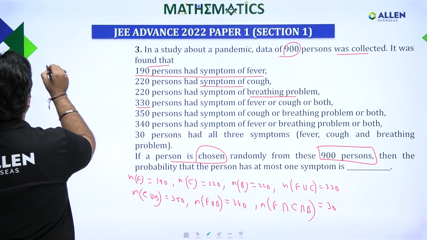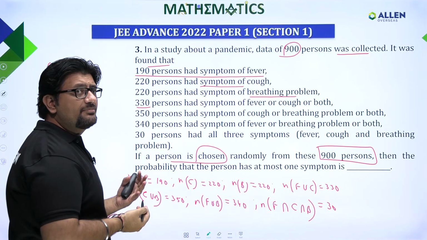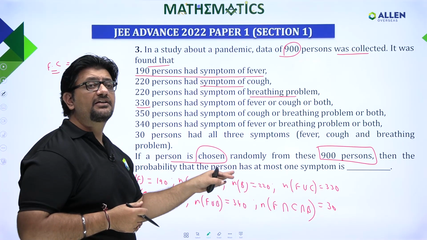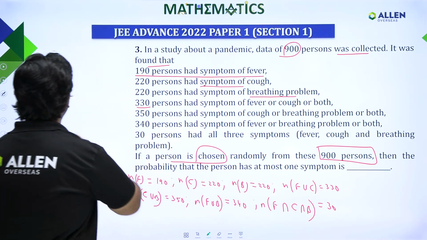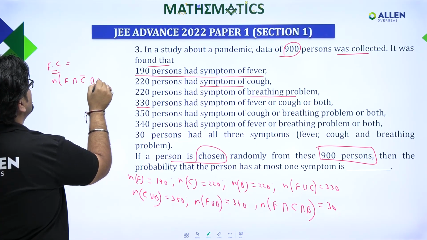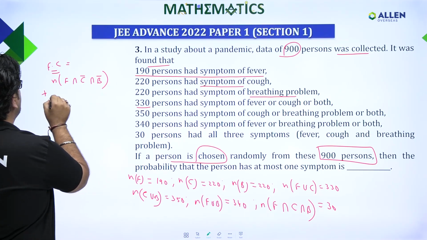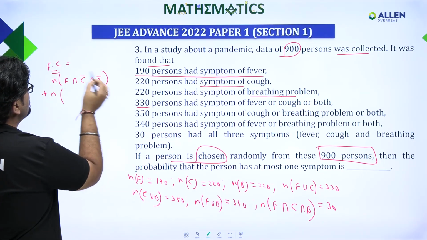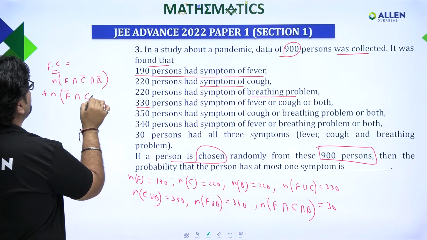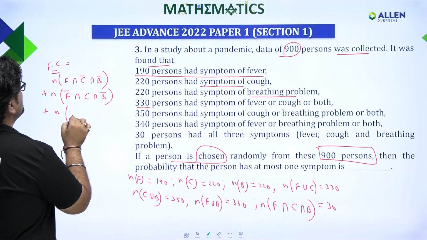So, what is he asking? First of all, we will deal with the favorable case. What is the favorable case, my dear? If a person has at most one symptom, means suppose if he has fever, then he would not have the cough and breathing problem, my dear. So n of F intersection C bar intersection B bar means the person is only suffering with the fever, plus. Now, since at most one symptom, it can be a possibility that the person is suffering from cough but not from fever and breathing, my dear. This is what he is asking.